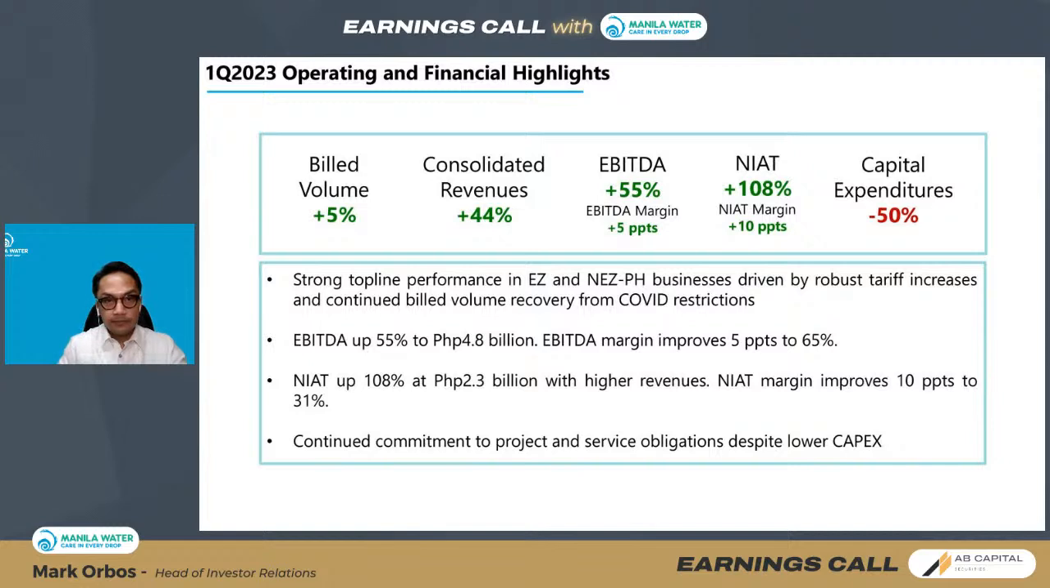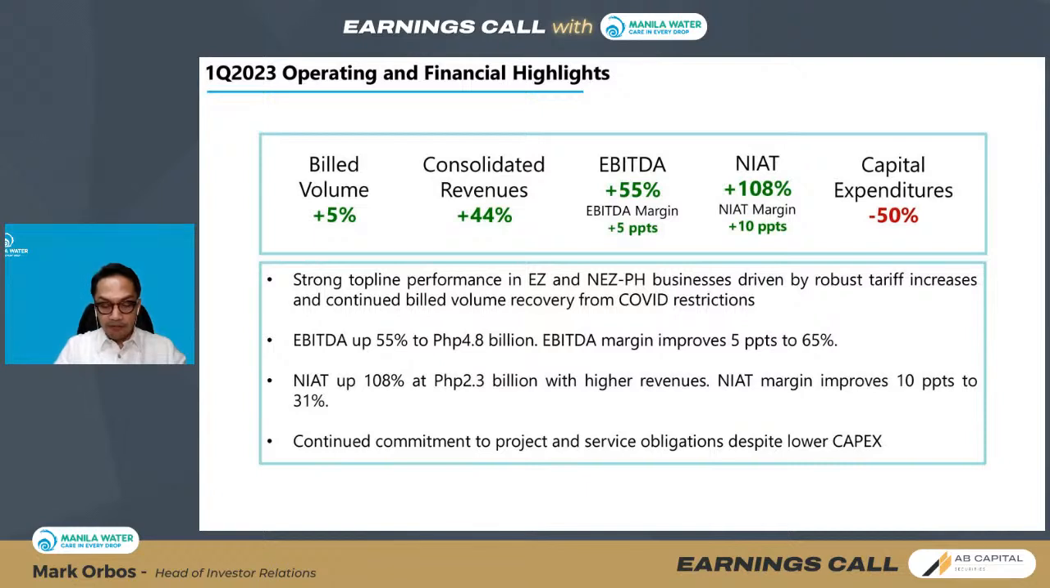Moving on to a brief recap of our performance for the first quarter of the year, a strong top-line performance in our East Zone and non-East Zone Philippines businesses. We see a continued recovery from COVID restrictions amidst robust tariff increases. EBITDA was up 55% to 4.8 billion. EBITDA margin improves 5 percentage points to 65%.